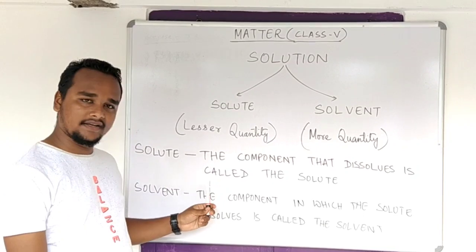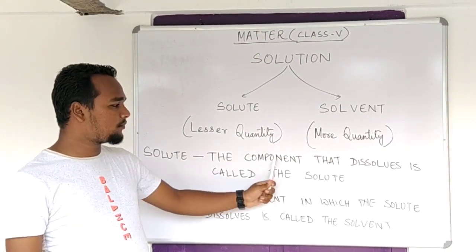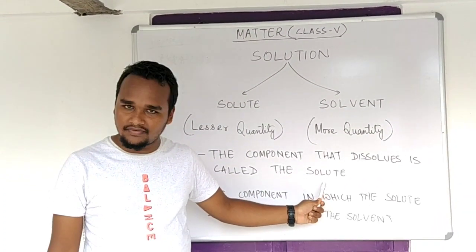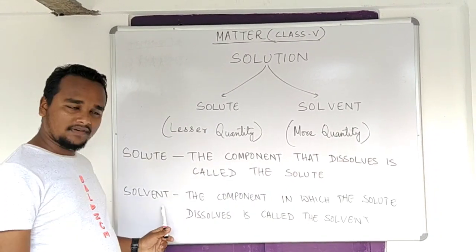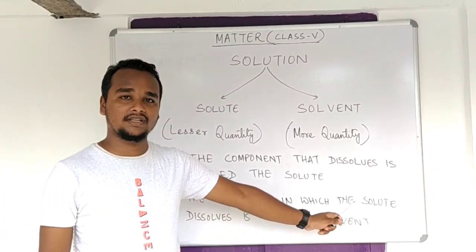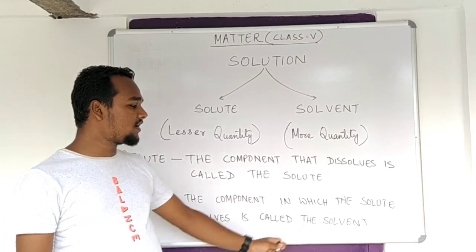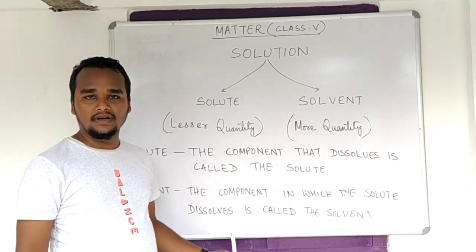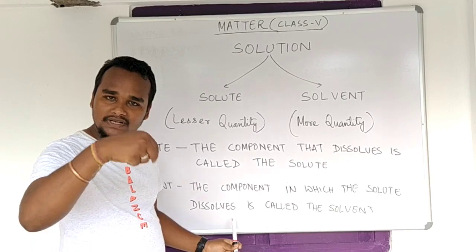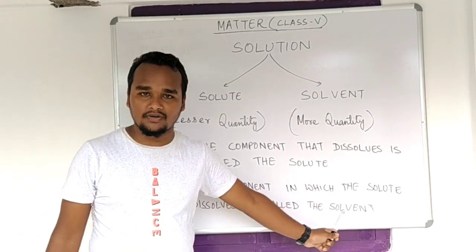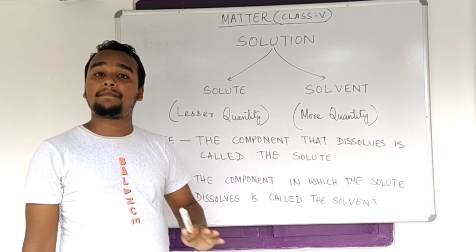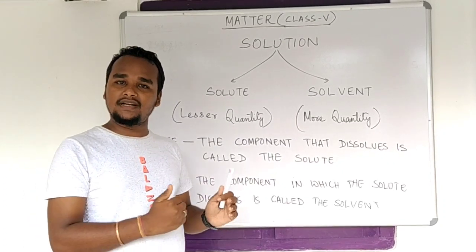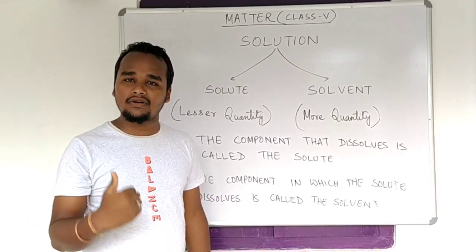The definition of solute and solvent is written here. What is the definition of solute? The component that dissolves is called the solute. That means the component which you are dissolving is called the solute, and the solvent is the component in which the solute dissolves. The substance in which the solute is dissolving is called the solvent. I hope you are completely clear and don't have any confusion in understanding solution, solute, and solvent.